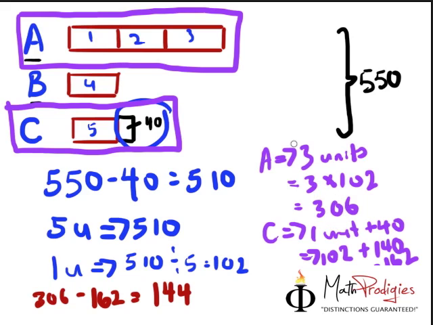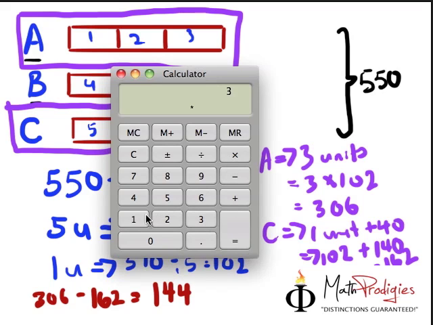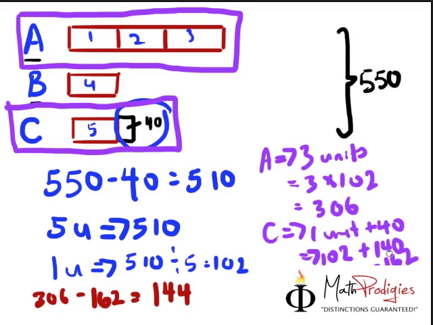Okay, let's take a look. 3 units is 3 times 102. That's correct, right? See, even I make mistakes. And this 1 unit plus 40 is 102 plus 40. Oh, that's where I went wrong. This is actually equals to 142. So therefore, 306 minus 142, and that gives me 164. I've been making a lot of mistakes in my calculation recently. I have no idea why. Okay, the answer is 164.